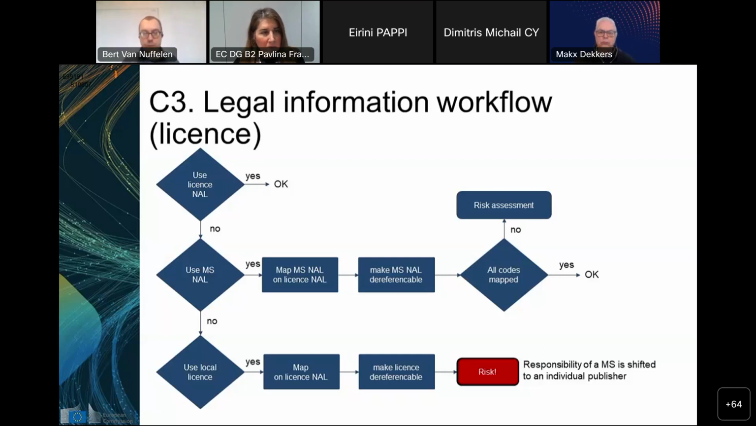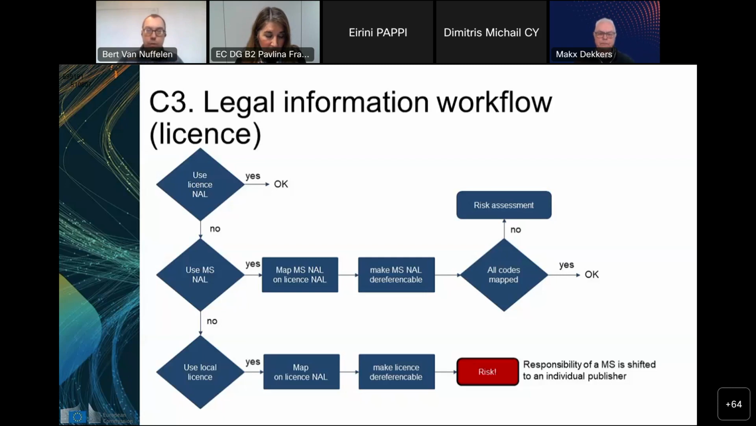And that creates, of course, a risk because the responsibility of the high-level European regulation will be forced down to the level of the publisher. So as a member state responsible for the highest value data sets reporting, you have to take care that all the publishers in that case follow and apply those 2 steps.